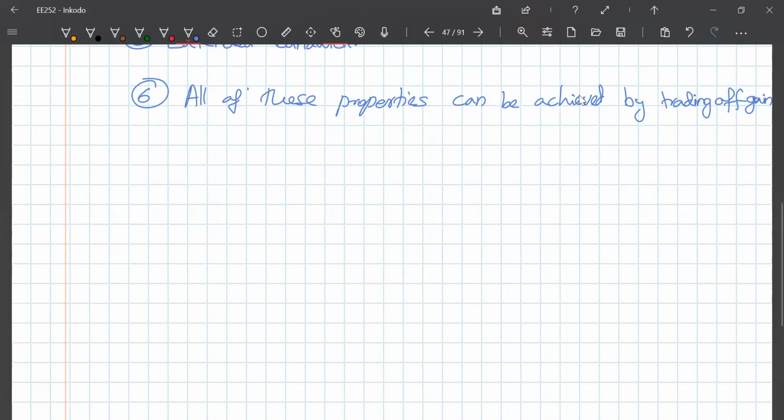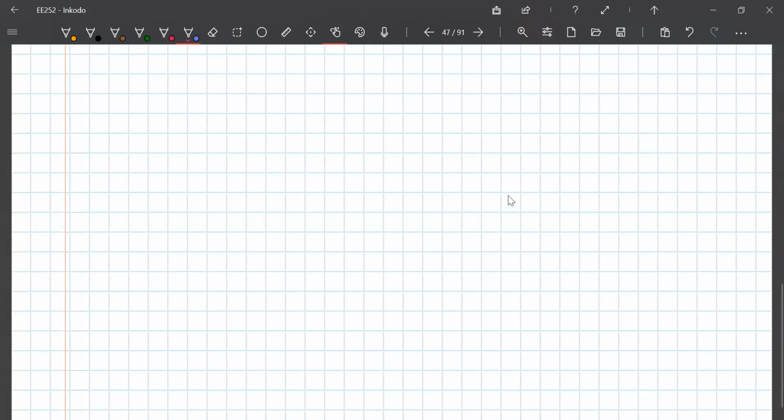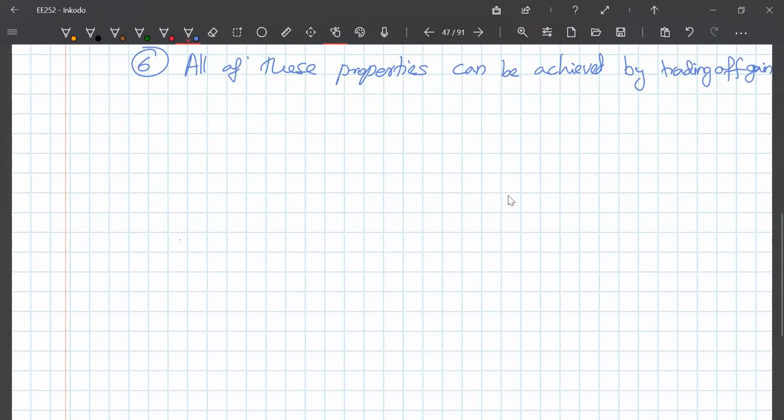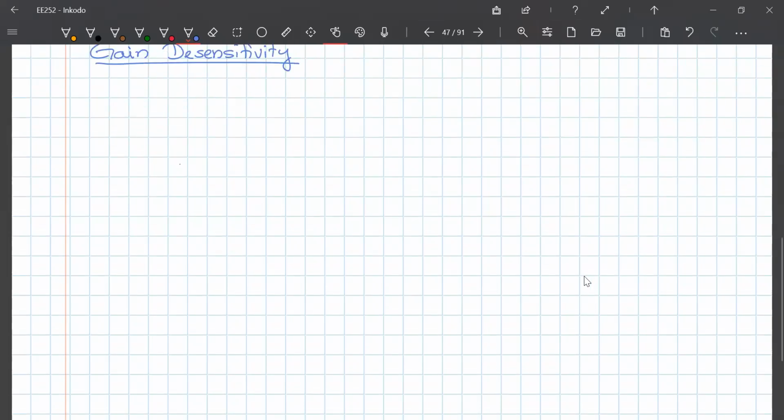Now let's see the first thing, the desensitivity. So gain desensitivity, let's have a look at what that means. We'll analyze it and show that actually it happens. Now assume beta is constant. This is a very reasonable assumption because beta is not the transistor beta, HFE. This is typically a resistor ratio. So whether the temperature increases or decreases, the resistance value may change, but both resistors' values will change. Therefore, the ratio beta is very stable in most cases.